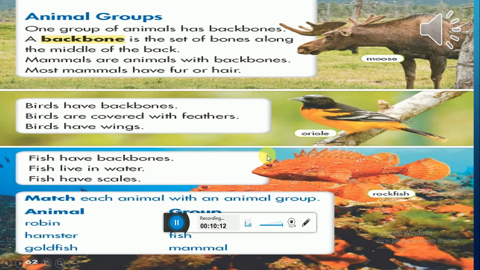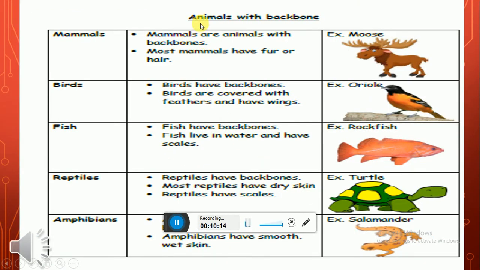Super guys. So if we look at the booklet, we can find this nice table. It has our animals with backbones. It's the 5 groups. Today we talk about the first 3: mammals, birds, and fish.